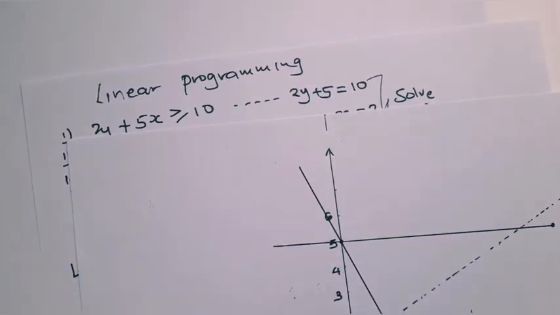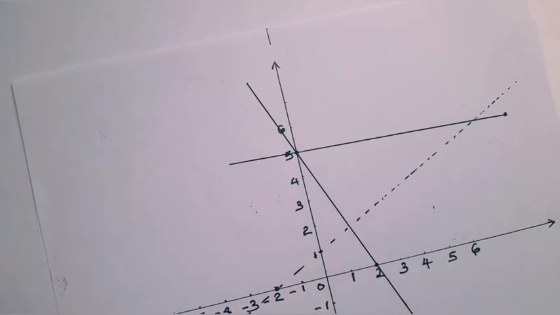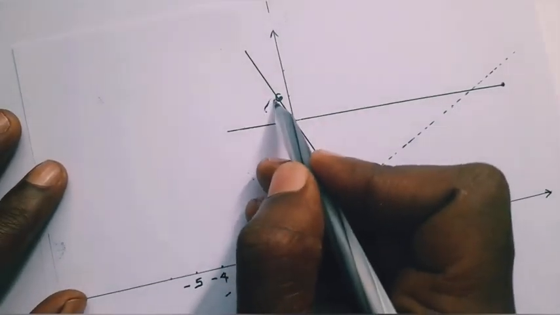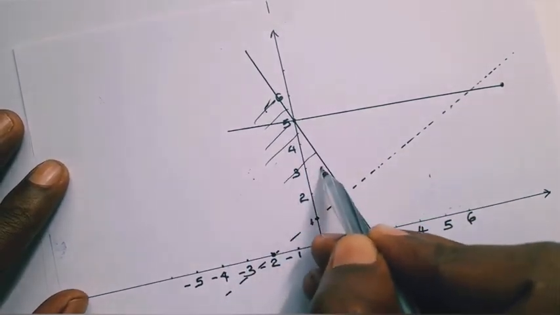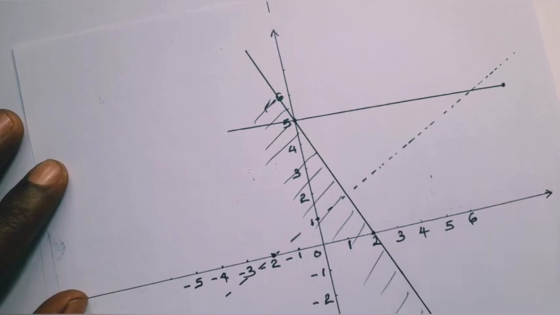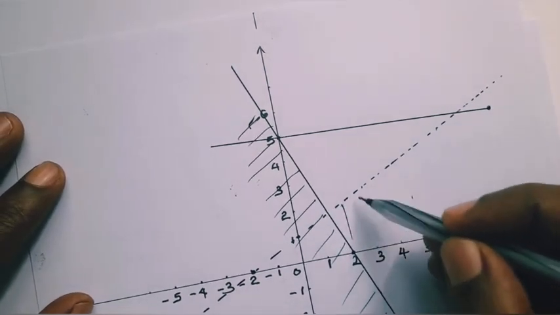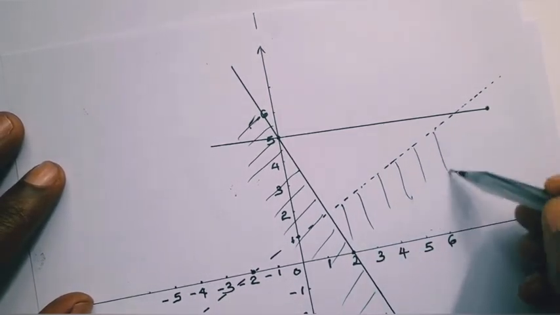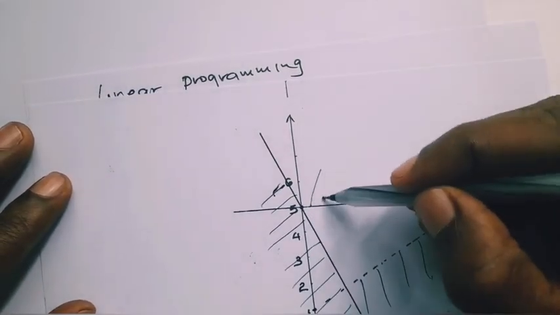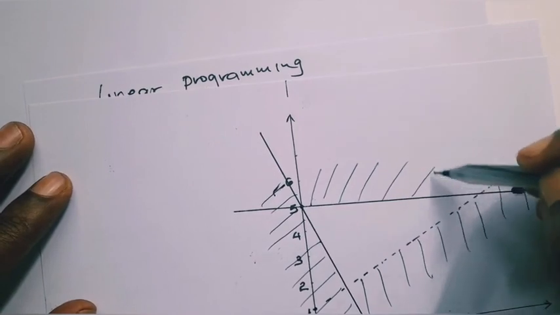So we need the region bound by those 3 lines. If we need the region bound by the 3 lines, it means on this one we are going to shade the lower side. And on this other one again we shade this side. And the one on the top we shade this.